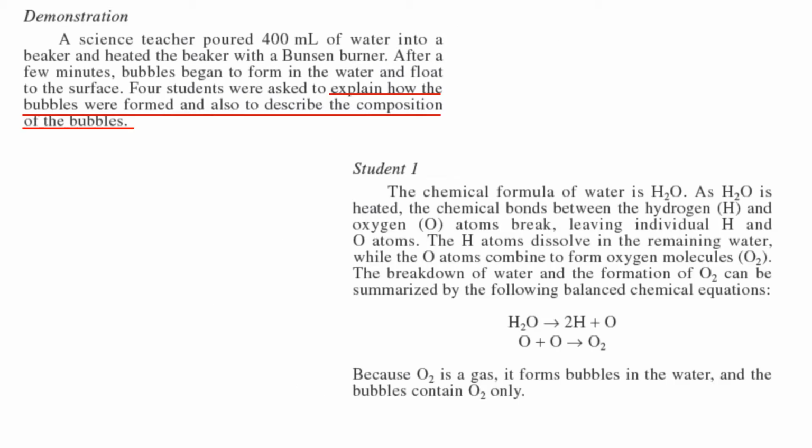The next thing you want to do is identify the differences. Remember, we're looking for how the bubbles were formed and to describe the composition of the bubble. And so student 1 says, as the water is heated, chemical bonds between hydrogen and oxygen atoms break. So hydrogen and oxygen atoms pull apart. The hydrogen dissolves and the oxygen remains. So the oxygen forms the gas bubbles.